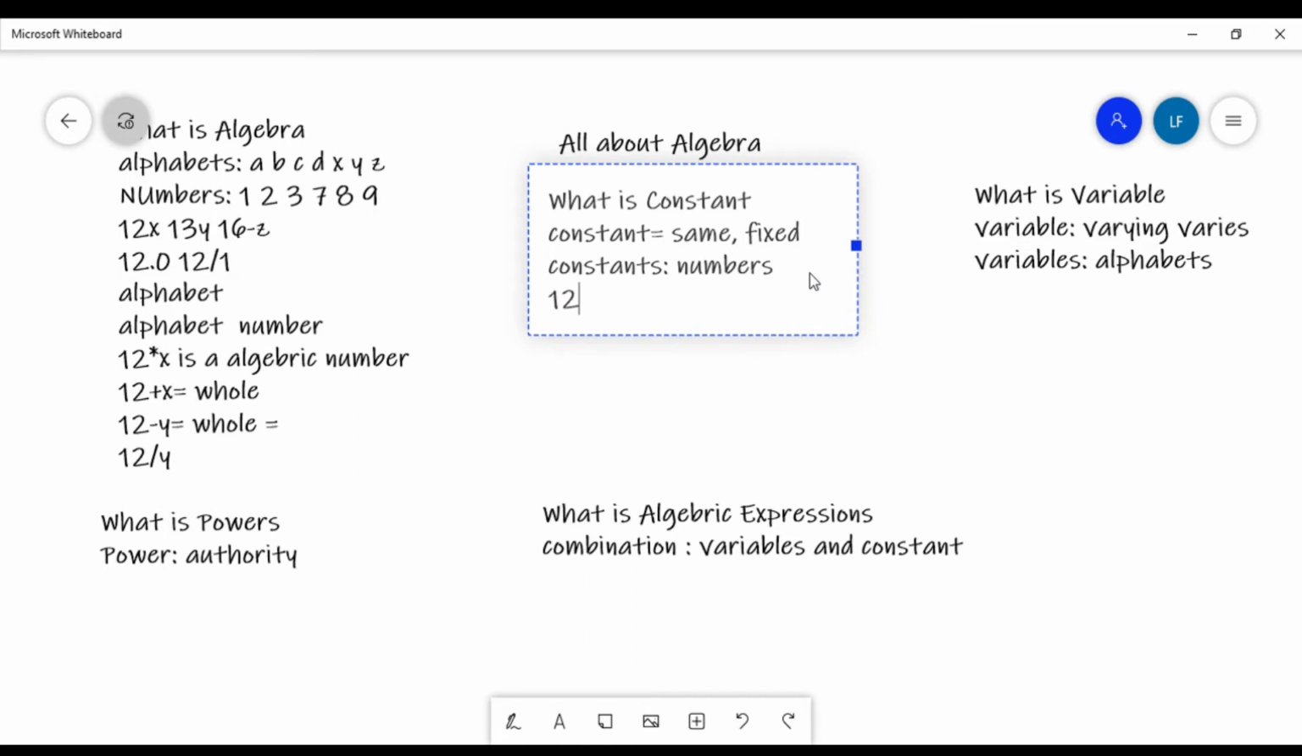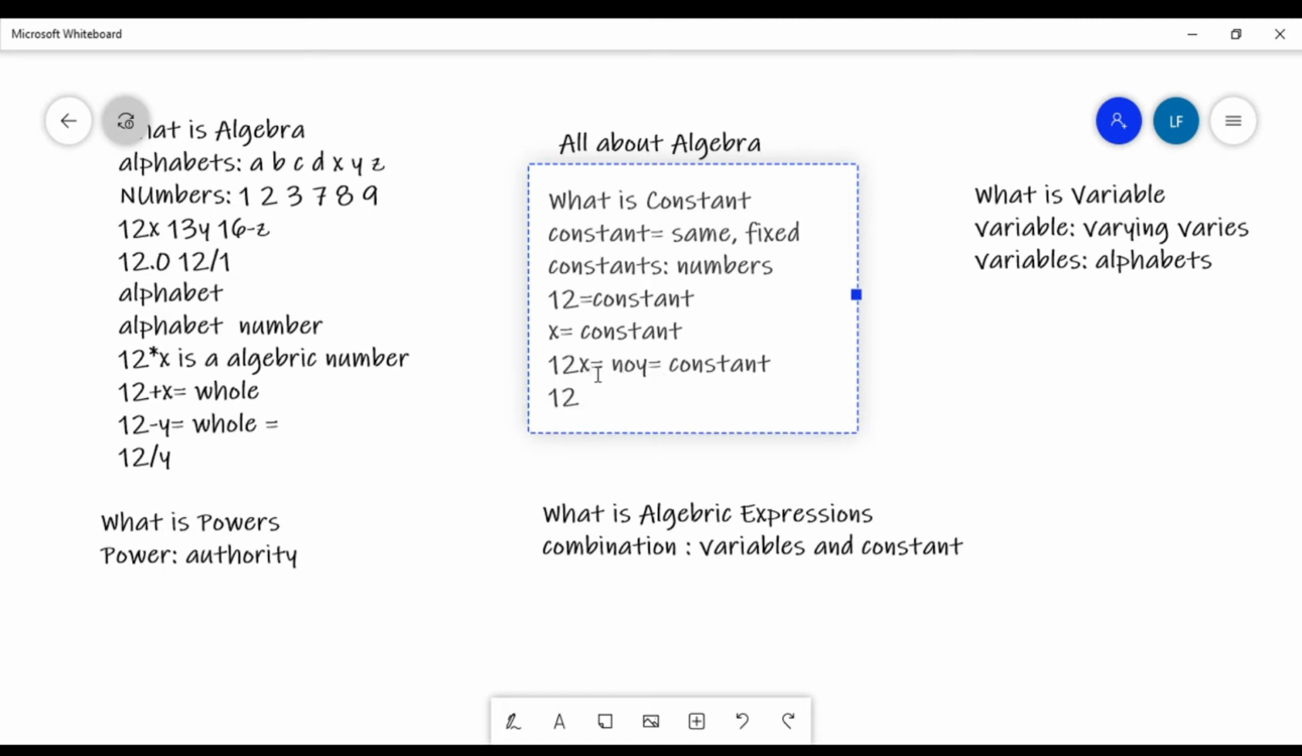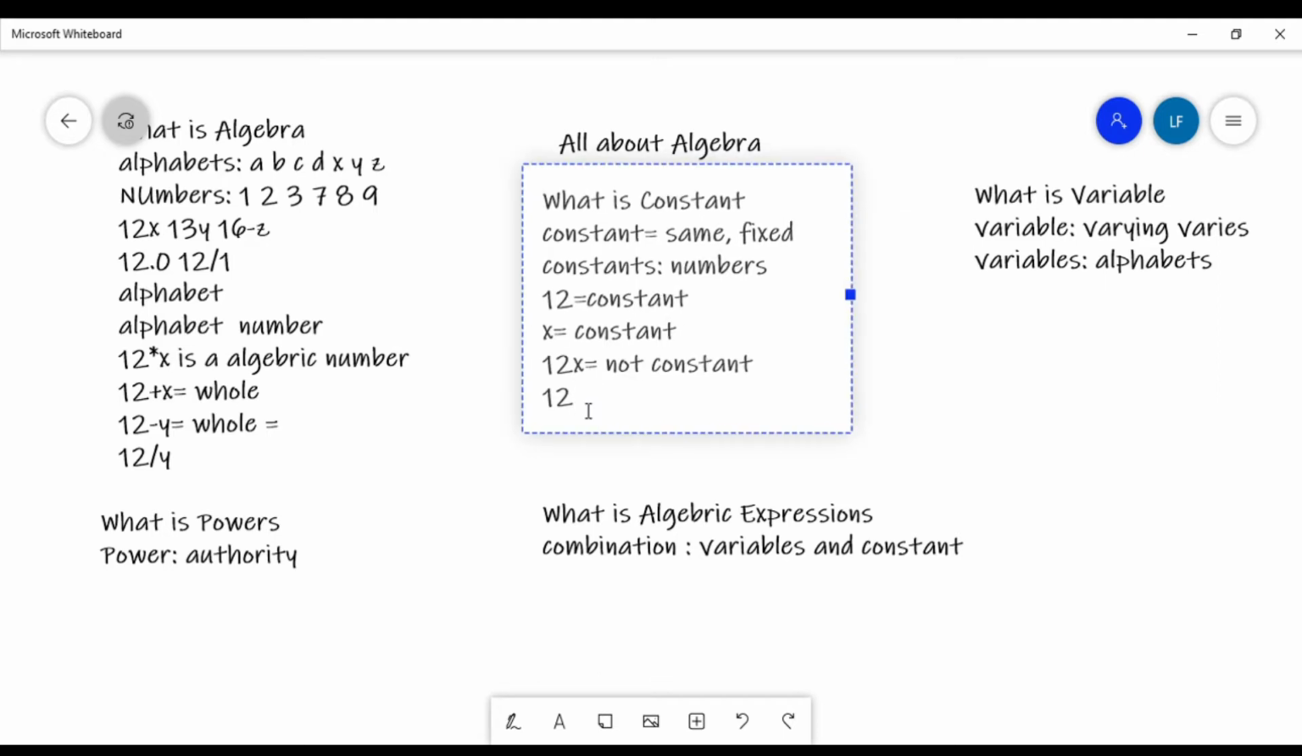We can say that 12 is a constant, right? But we cannot say x is a constant. We will learn what the term for alphabets is. We can say x is not a constant. And also 12 divided by y is also not a constant.